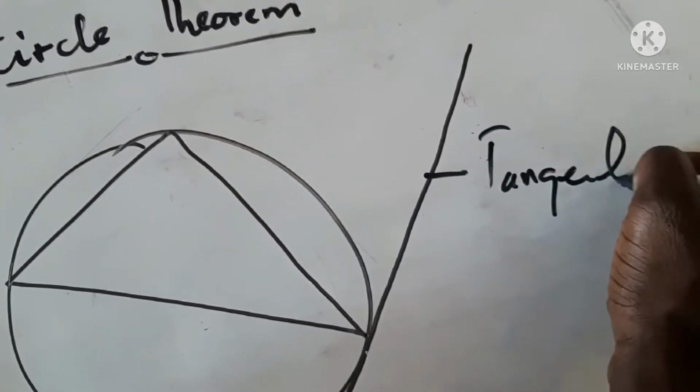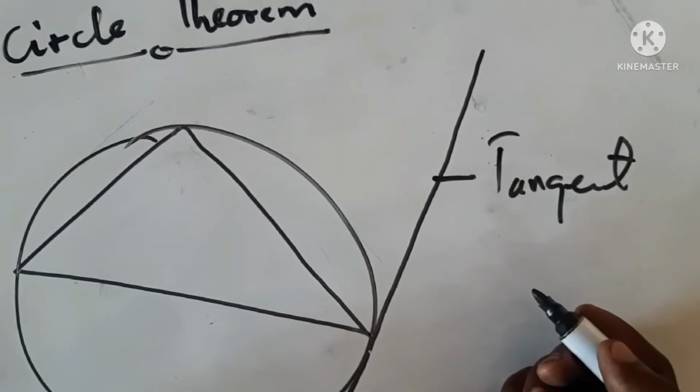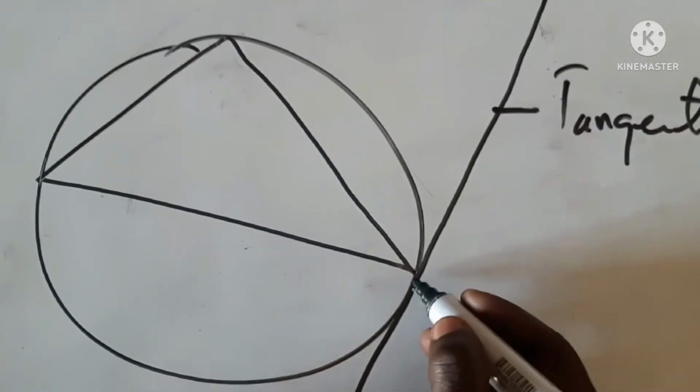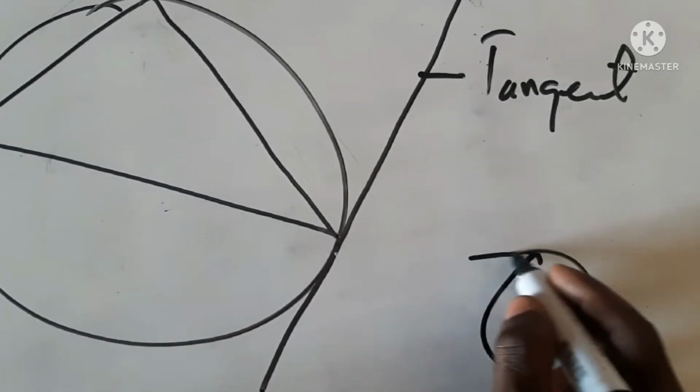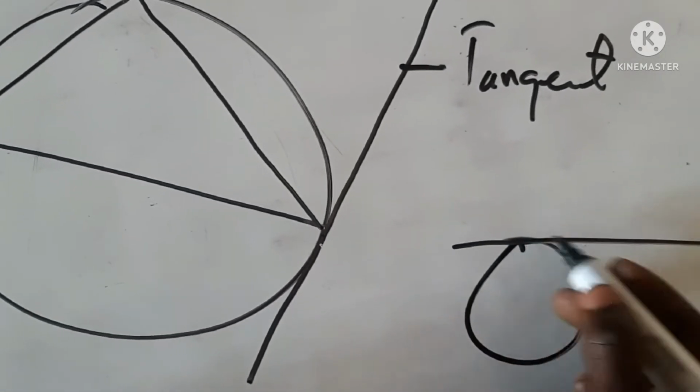So we call this one what? The name of this line here is a tangent. It is a tangent because you manage to touch the circle at one point. Is that okay? You can touch it. It can be like this and you can touch it, right? Once you touch here, what do we call it?